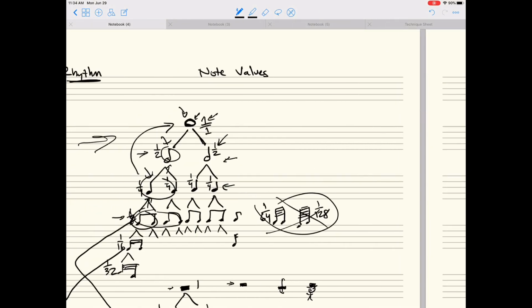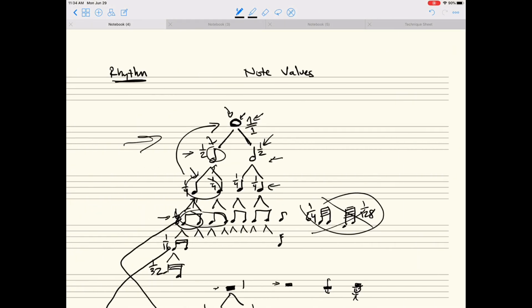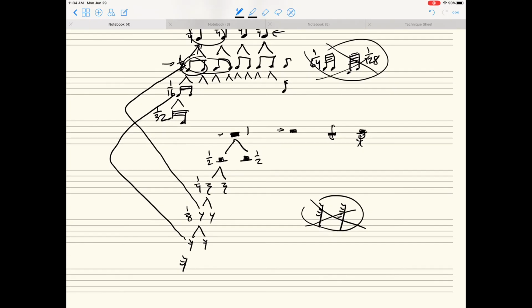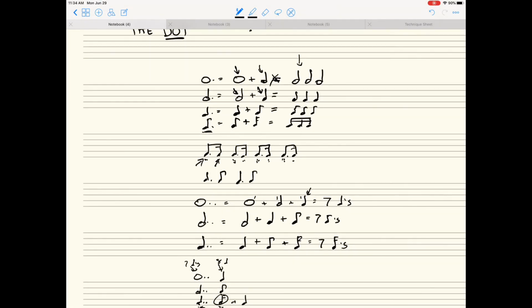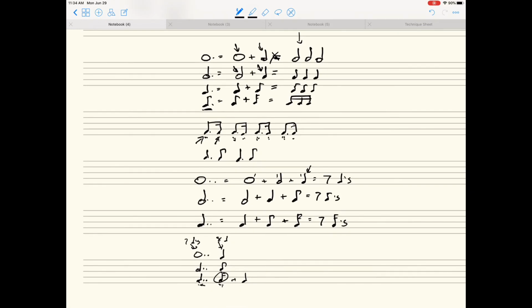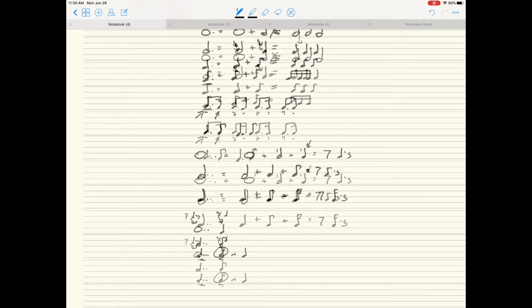So that is your basic note values. Your basic rests and what they look like and how they function, how they relate to each other, and then what happens with the dot. And I should mention these dots can be added to rests as well.